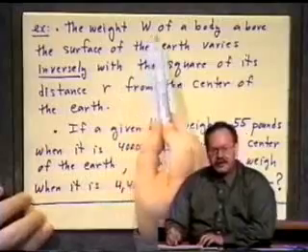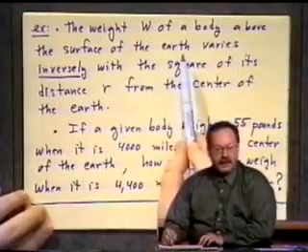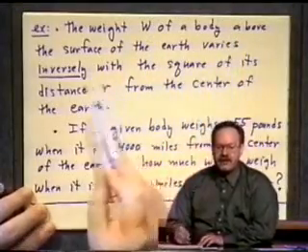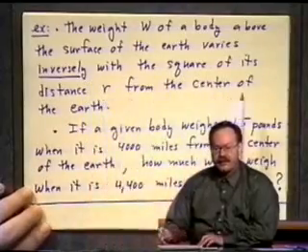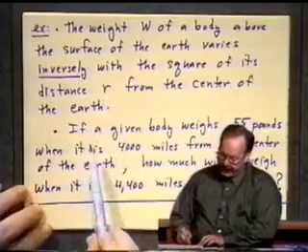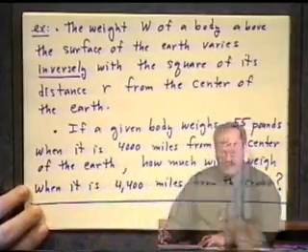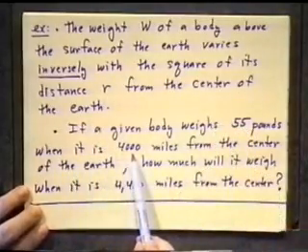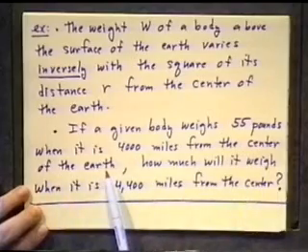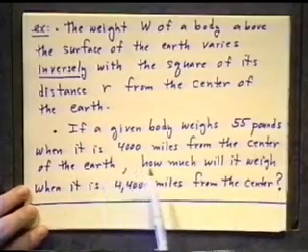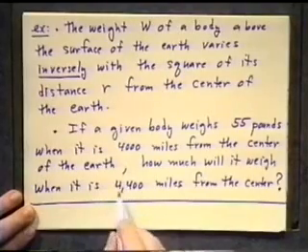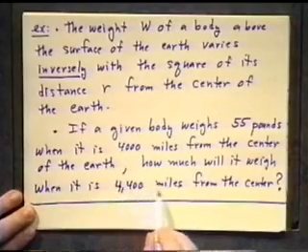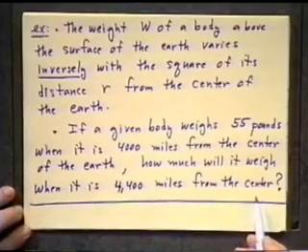The weight W of a body above the surface of the Earth, like our bodies for example, varies inversely with the square of its distance r from the center of the Earth. Now, let's suppose a given body weighs 55 pounds when it is 4,000 miles from the center of the Earth. If that's true, how much will it weigh when it is 4,400 miles from the center?